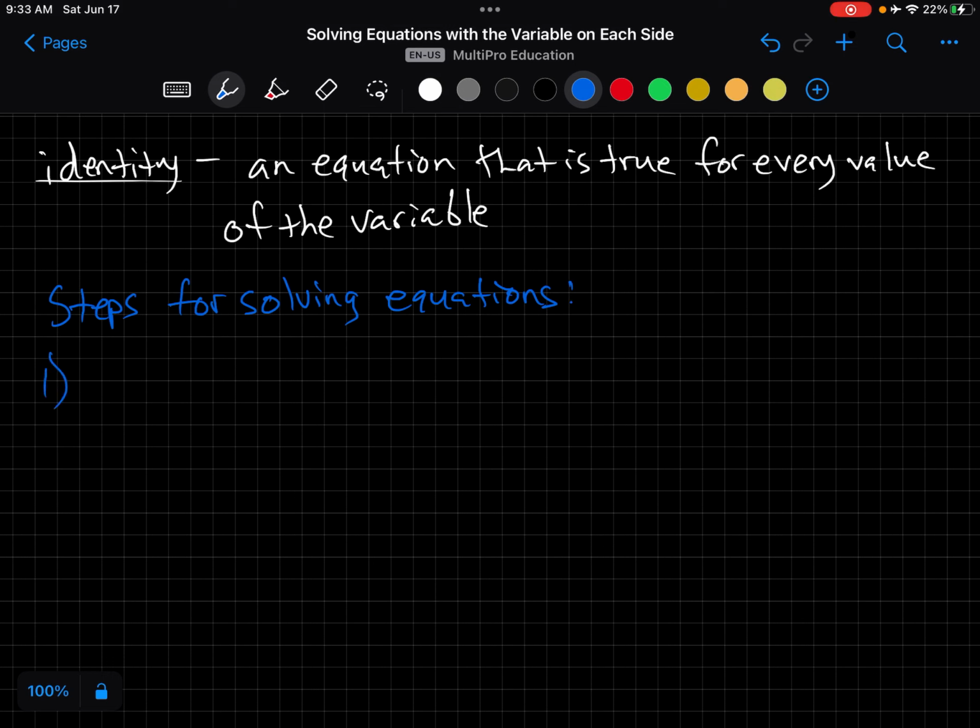Alright, so the first step is we want to use the distributive property to remove the grouping symbols.